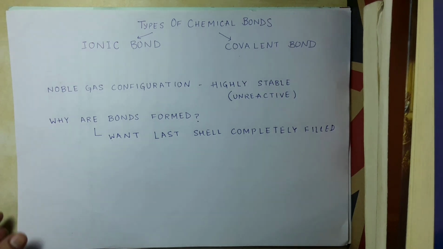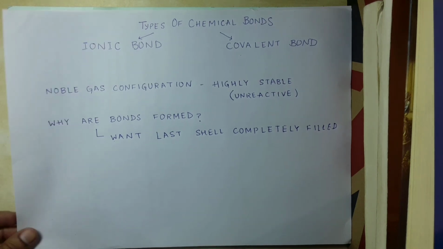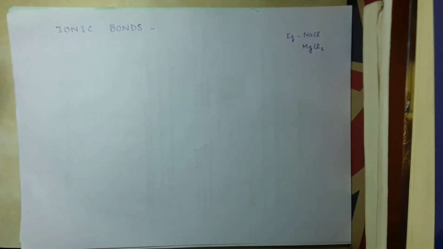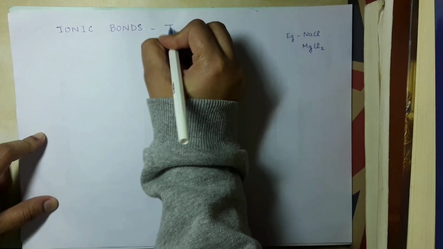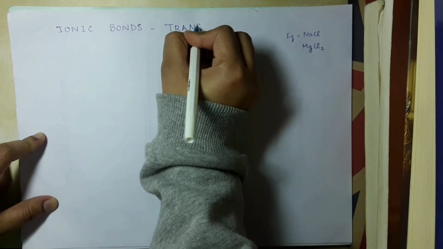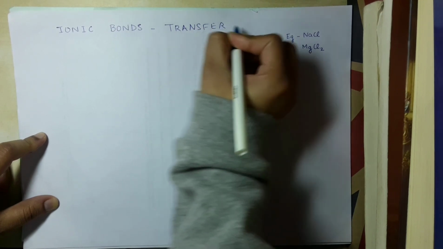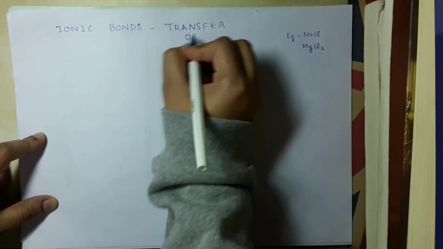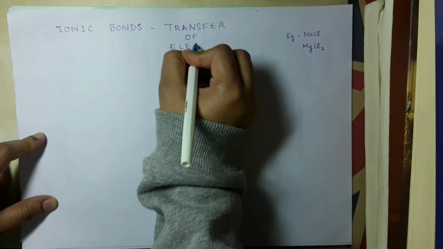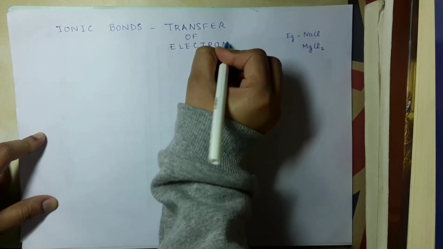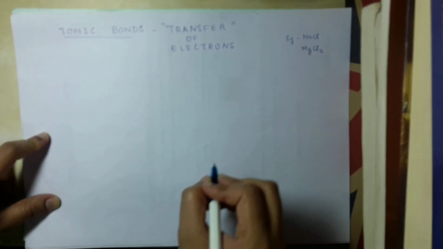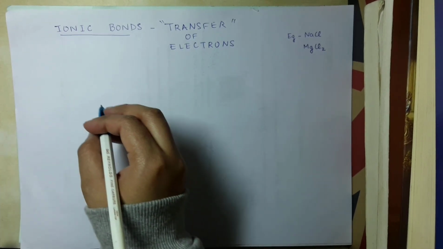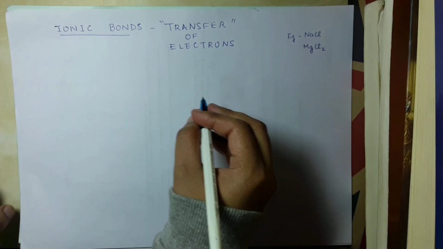Okay. So moving on, I'll first cover the ionic bonds. Ionic bonds are basically formed by transfer of electrons. This is something that we need to remember: ionic bonds are formed by transfer of electrons. Transfer means somebody gives an electron to somebody else, right?